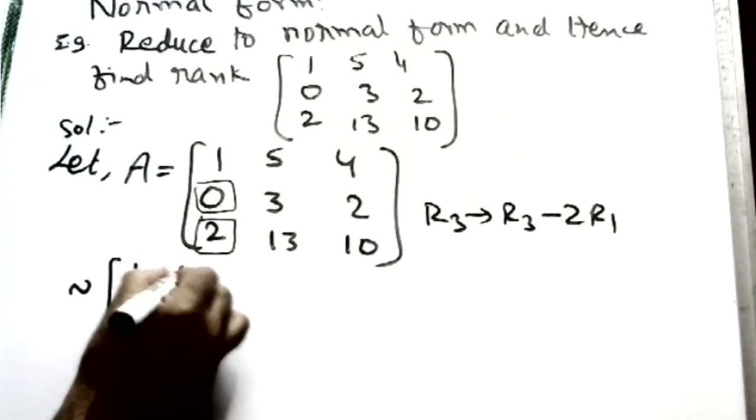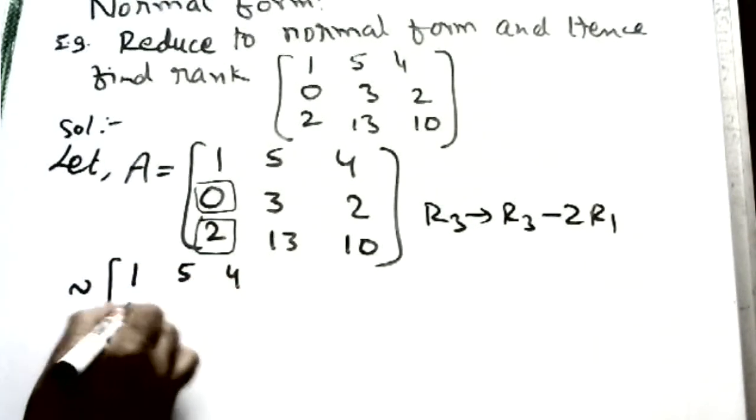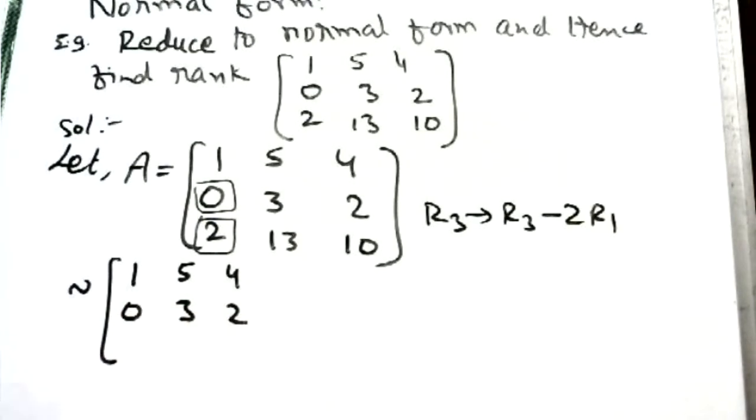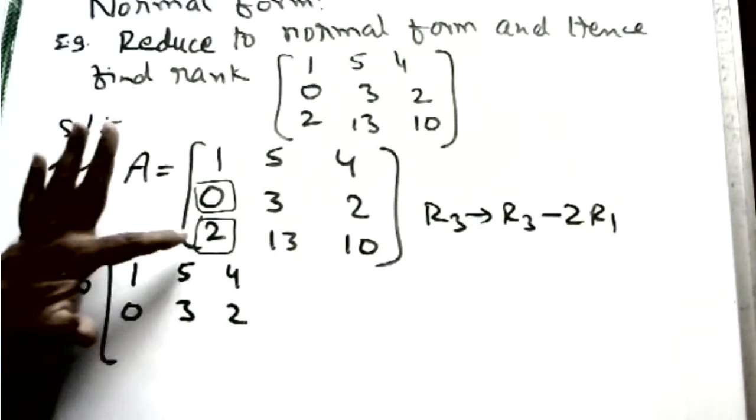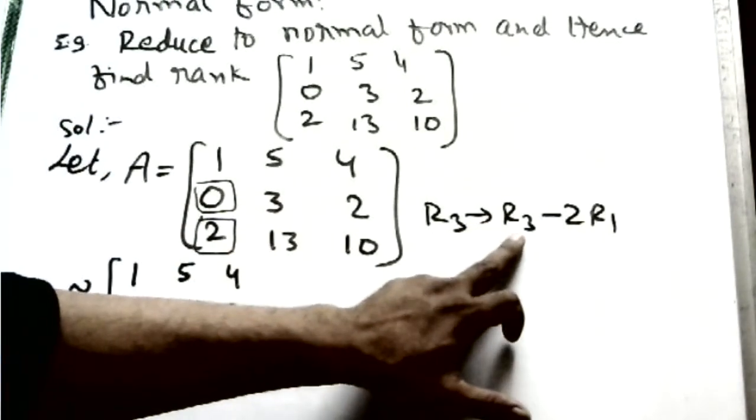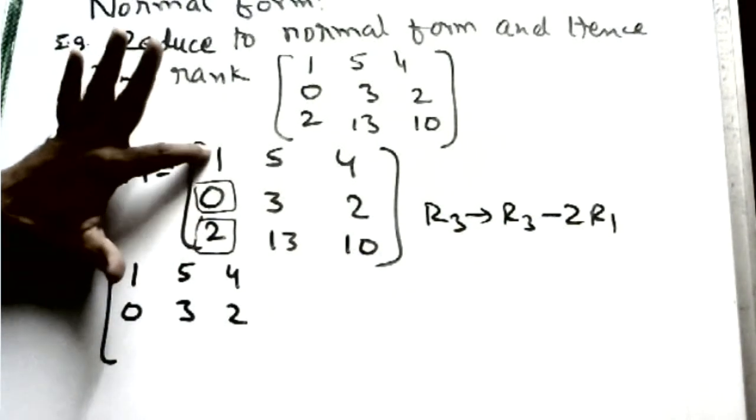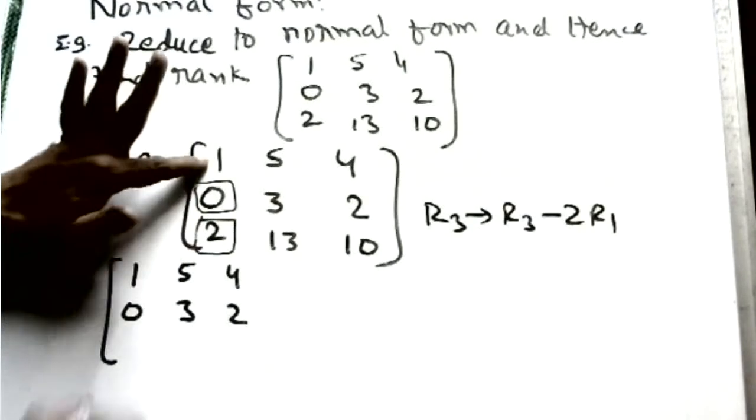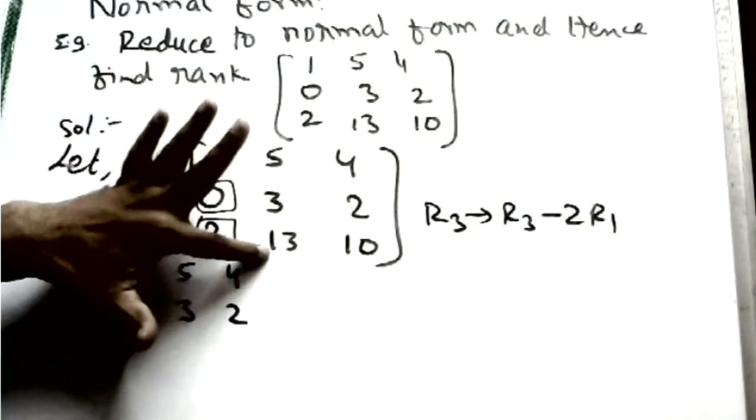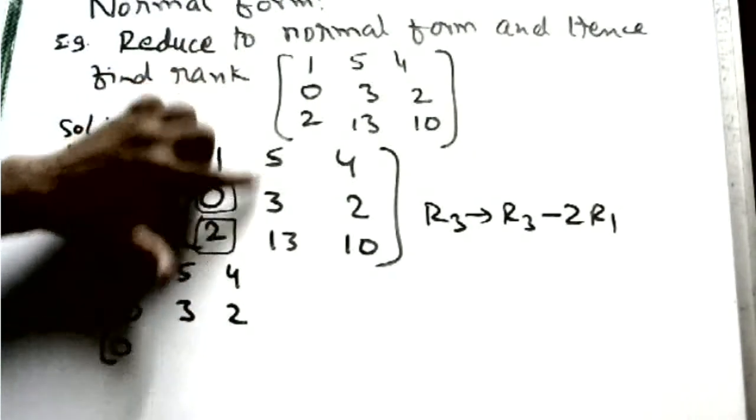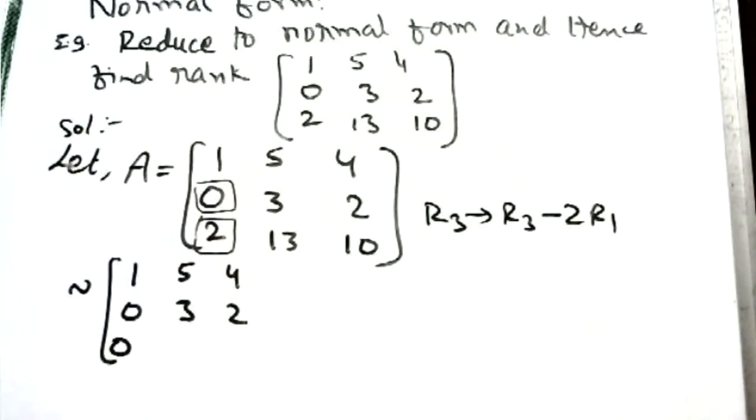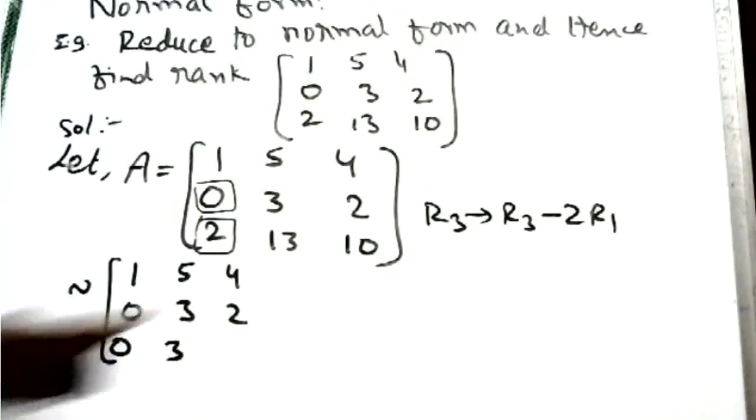So let me change this one, equivalent to 1 5 4 0 3 2. We are not changing these 2 rows. Now we are changing this row according to this rule, R3 minus 2R1. 2 ones are 2. 2 minus 2 will be 0. 2 5s are 10. 13 minus 10 will be 3.